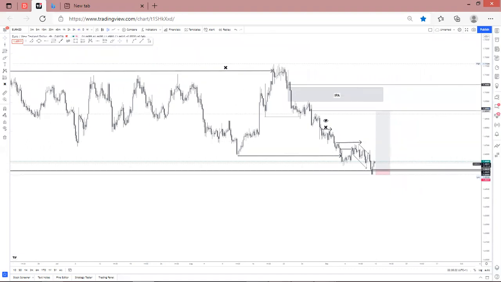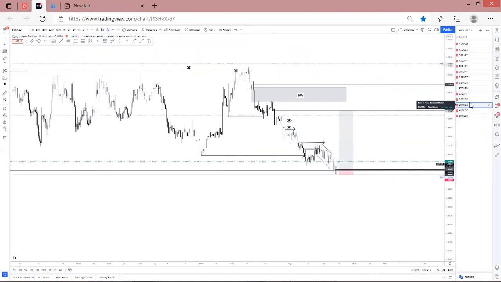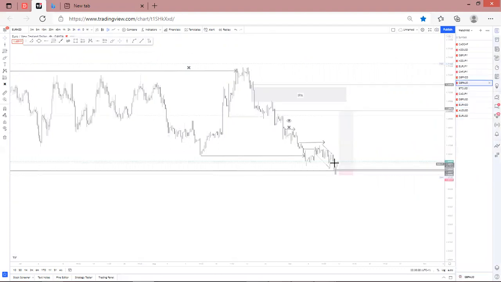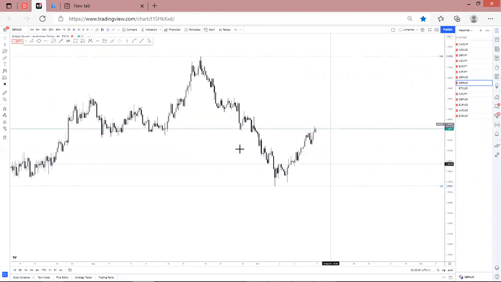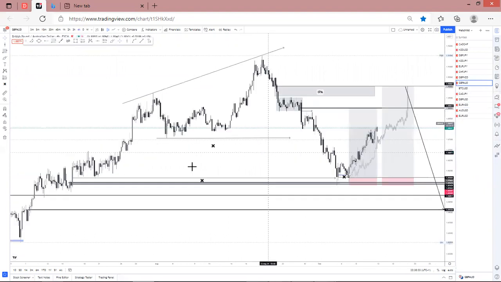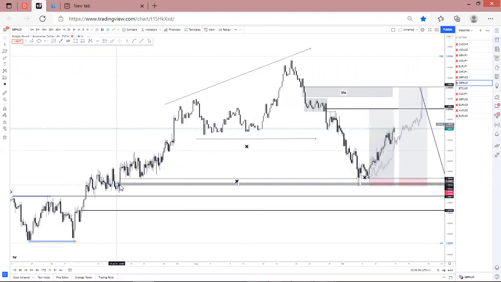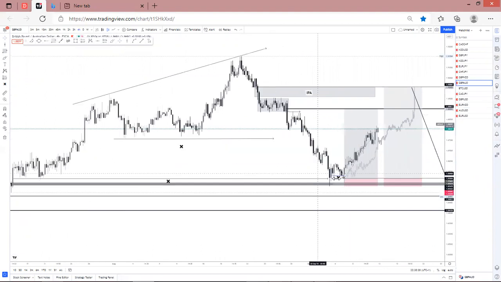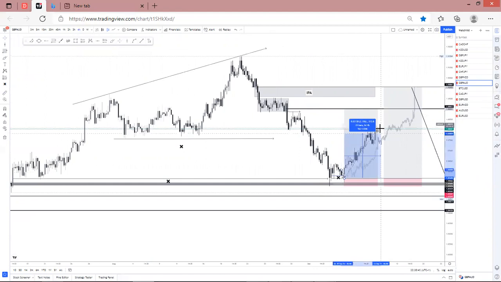Then for GBP AUD, we had this sniper right here. It was called live on Traders. We had the sniper right here mitigating the 4-hour order block, and also a 15-minute order block right here. And now as price is moving, we're currently sitting at 216 pips in profit. This will be my exit, and this IPA area will also be a potential exit point.